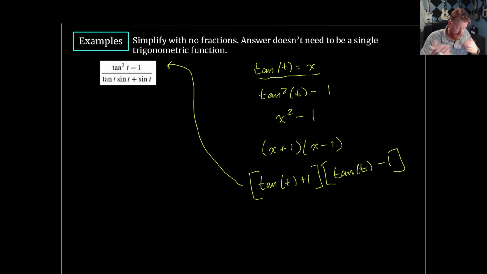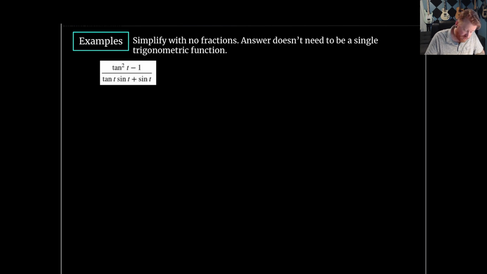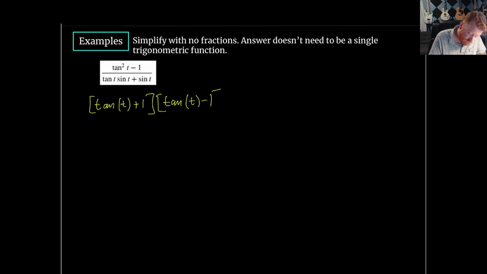So that's what I'm seeing, and I can see that I can factor a sine out of the denominator. So that is where my head is at right now with these ones. Okay, just clearing off the screen now to start fresh, we can see that we can rewrite our numerator as the tangent of t plus 1 times the tangent of t minus 1 all over, and we notice that we can factor a sine of t out of both terms in the denominator here.